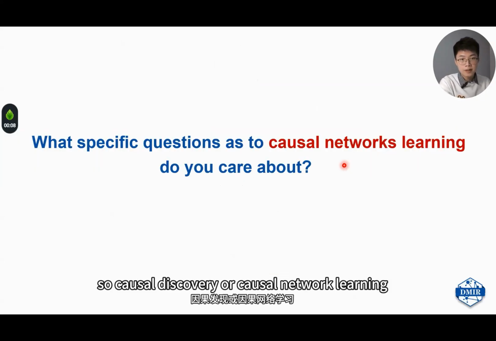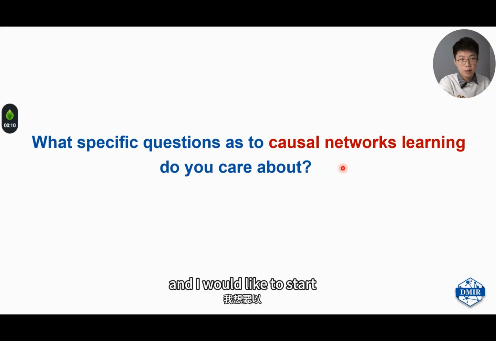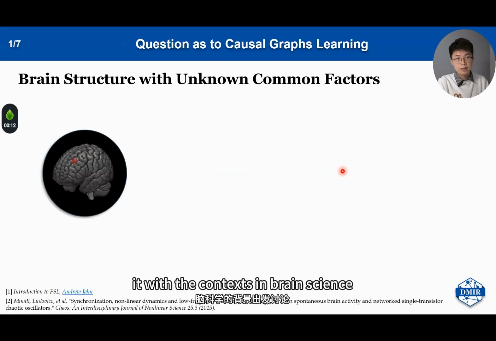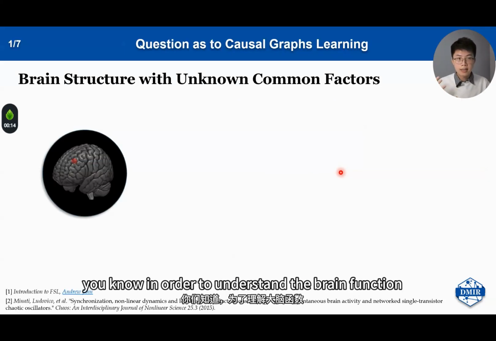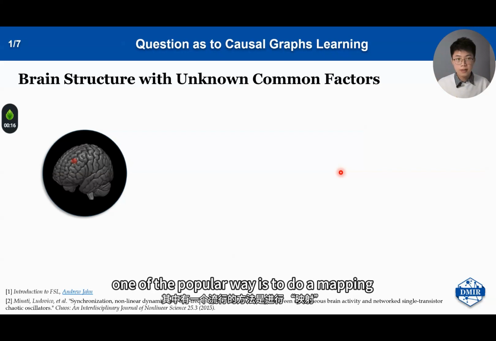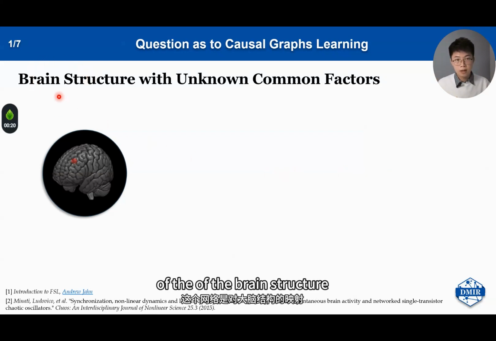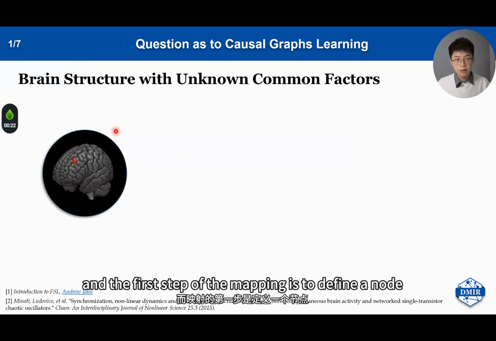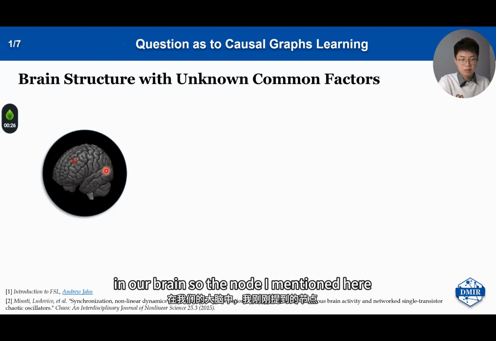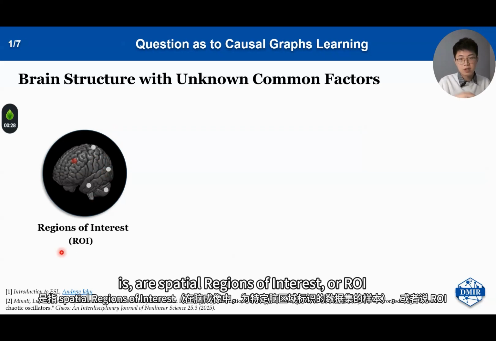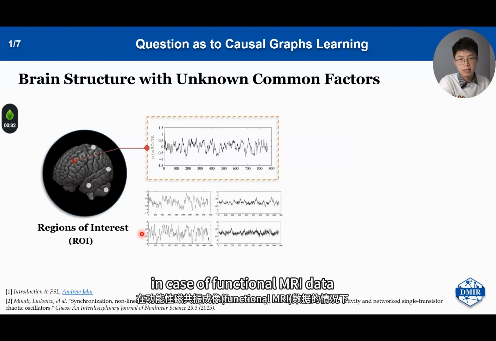So causal discovery, or causal network learning, I would like to start with the context in brain science. In order to understand brain function, one of the popular ways is to do a network mapping of the brain structure. And the first step of the mapping is to define a node in our brain. The nodes I mentioned here are spatial regions of interest, or ROIs, in the case of functional MRI data.